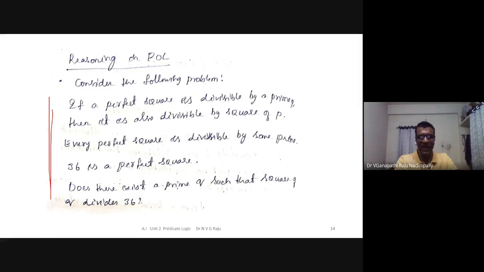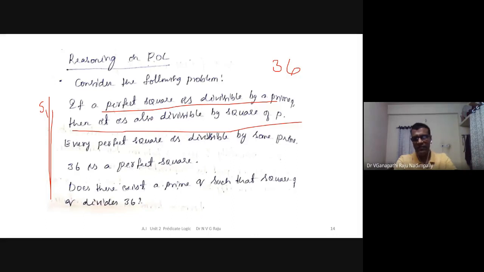I have 3 statements. This is the first statement, I will call it S1. What is the meaning of this? If a perfect square is divisible by a prime, for example, if I take a perfect square as 36, or rather, don't take 36, please take 25. A perfect square is divisible by a prime.